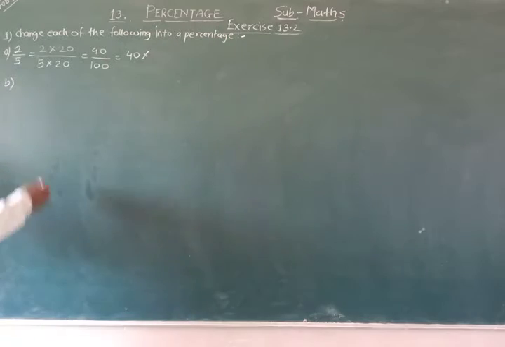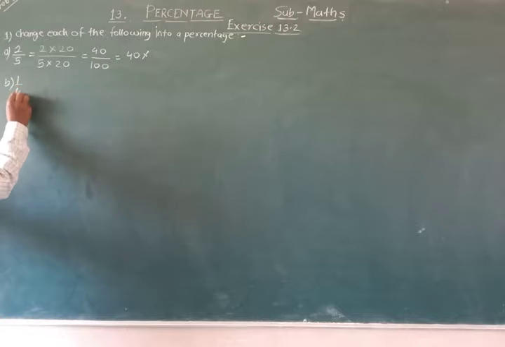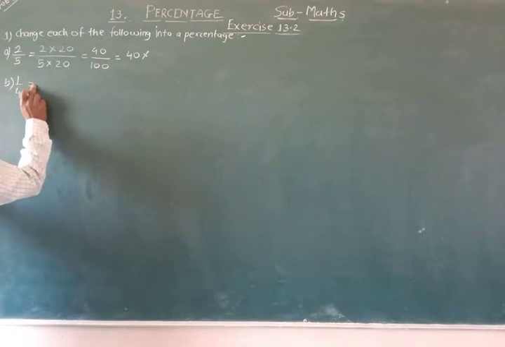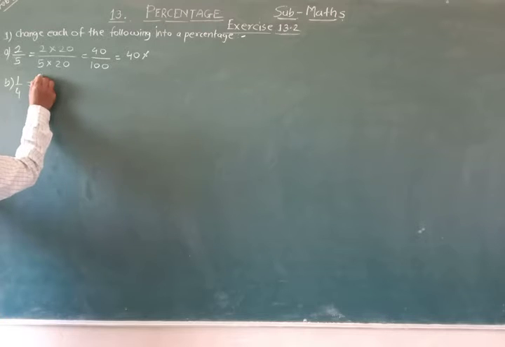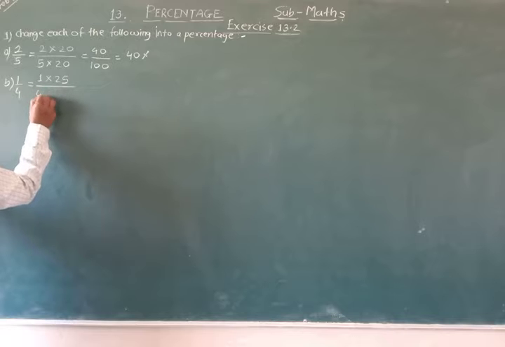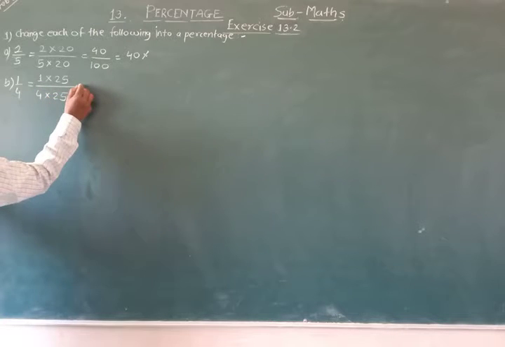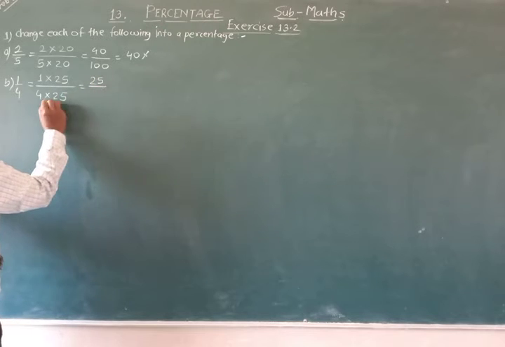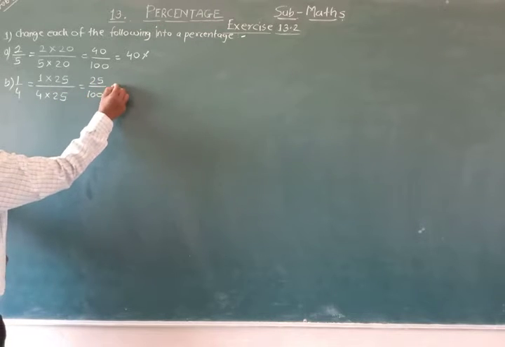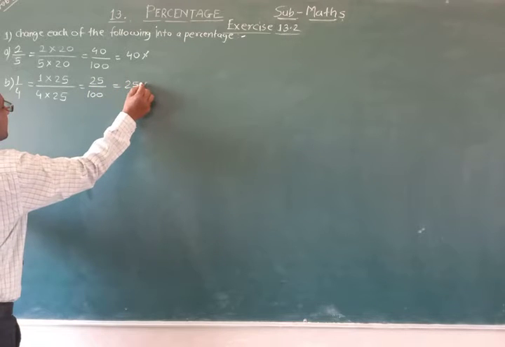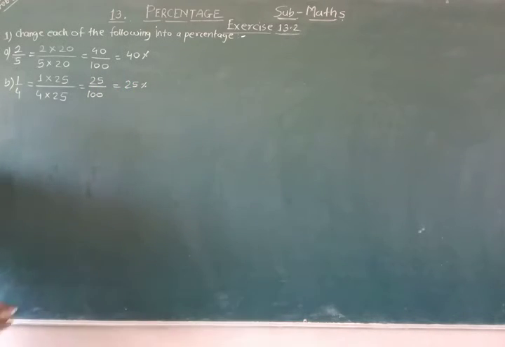1 upon 4. Very easy. You know, in 1 upon 4, in the denominator 4 is present, so multiply by 25 in the numerator and denominator. So 1 multiplied by 25 and 4 multiplied by 25: 25 1s are 25, 25 4s are 100. Then 25 upon 100 means 25 percentage. Very easy.